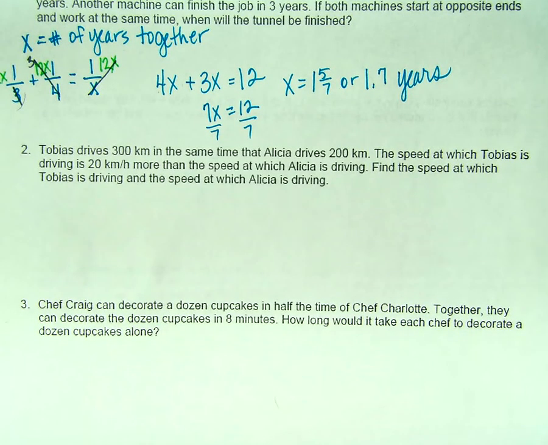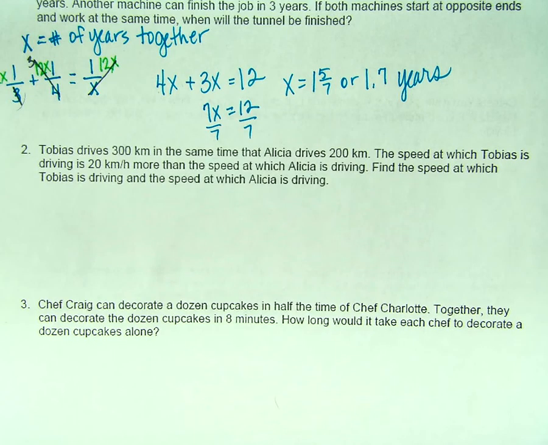Tobias drives 300 kilometers in the same time that Alicia drives 200 kilometers. The speed at which Tobias is driving is 20 kilometers more than the speed at which Alicia is driving. Find the speed at which Tobias is driving and the speed at which Alicia is driving.